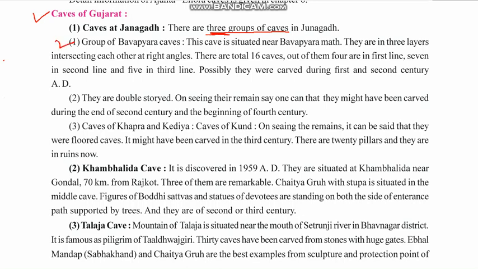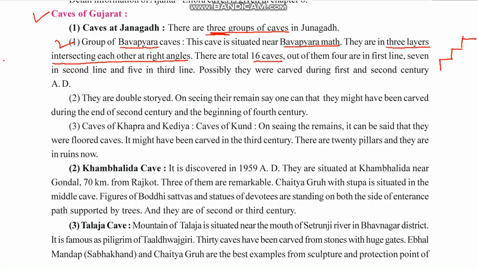First, the group of Baba Pyara caves. This cave is situated near Baba Pyara Mutt, and that's why they are known as the Baba Pyara caves. They are in three layers, intersecting each other at right angles. There are a total of 16 caves. These caves are built in a type of staircase form.